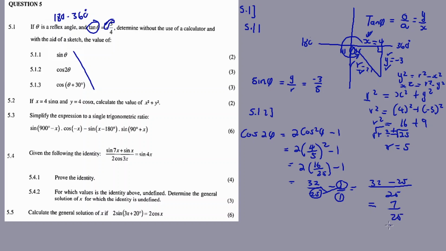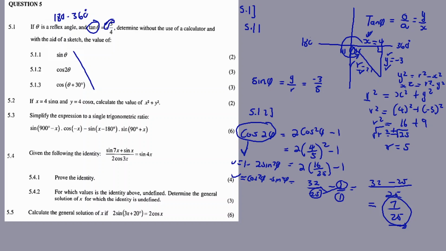Now, that is our answer. As an exercise, pause the video and use the other identities for cos 2 theta, like 1 minus 2 sine squared theta, or cos squared theta minus sine squared theta. Use these two identities to check that you also get 7 over 25.